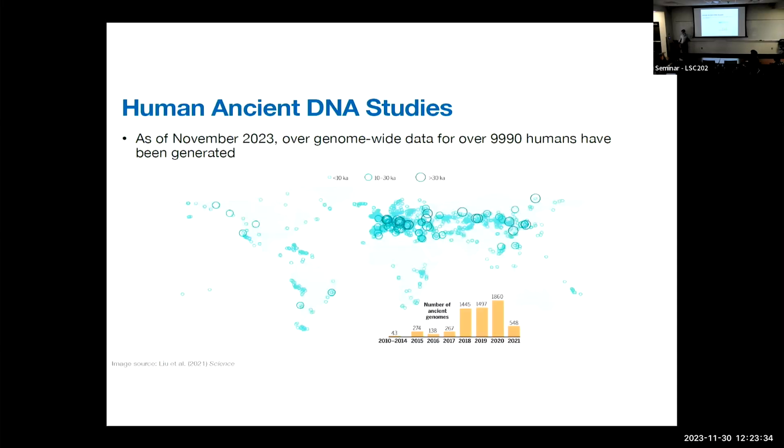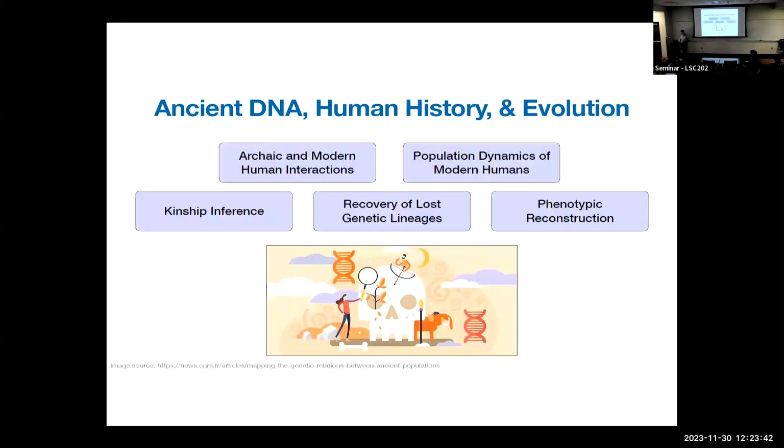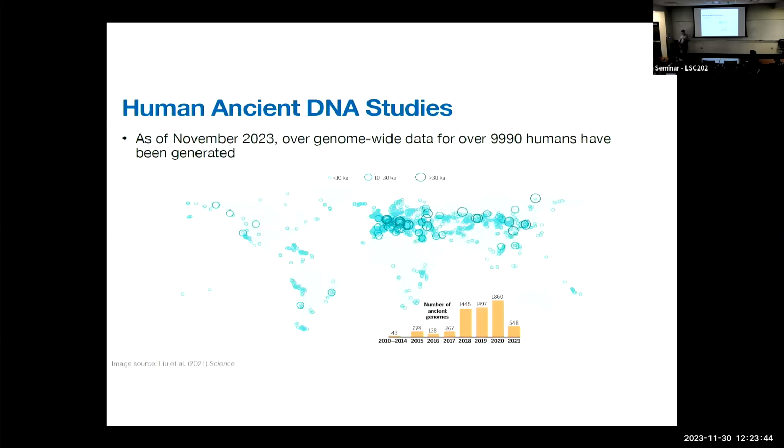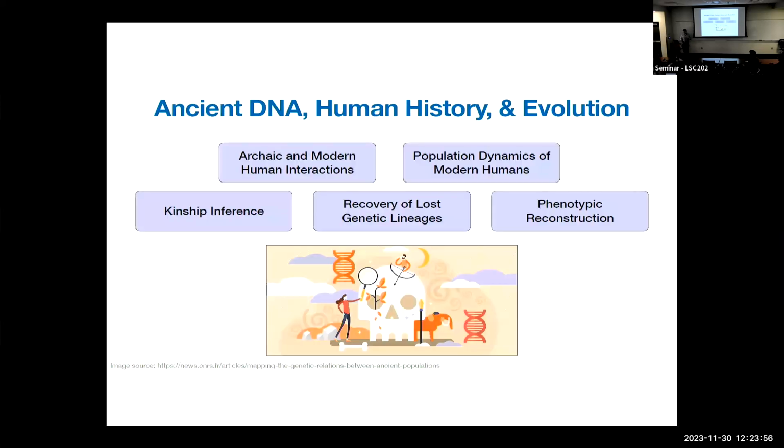Ancient DNA, we are limited by the availability, right? So there might be an excuse, but still it's very biased. Anyway, despite the bias, we have ancient DNA sequences or genome-wide data for 10,000 individuals from different time points. And this has shed light on many aspects of our history.